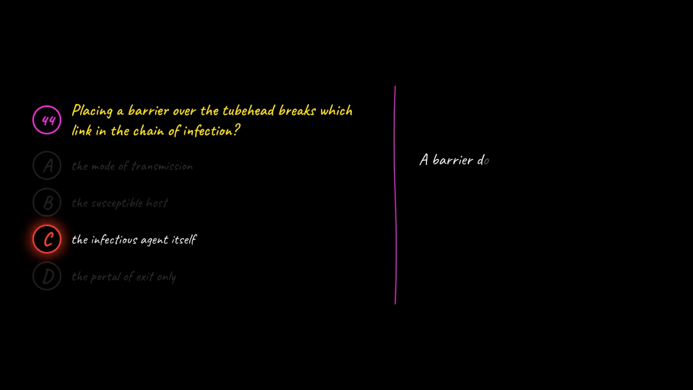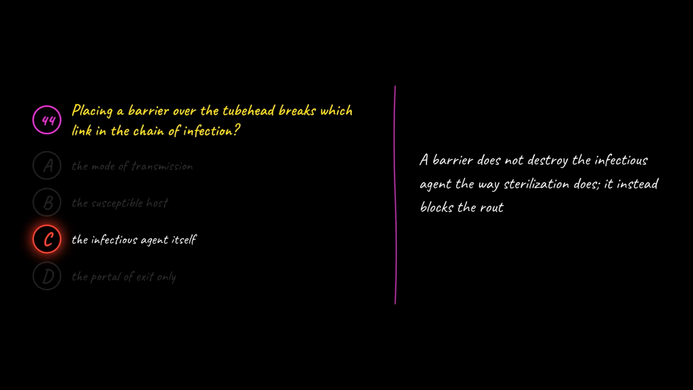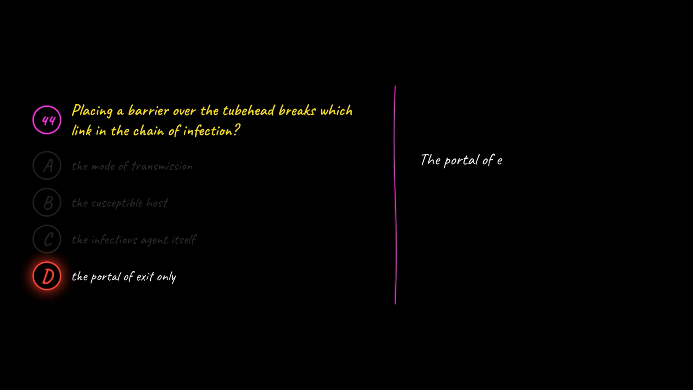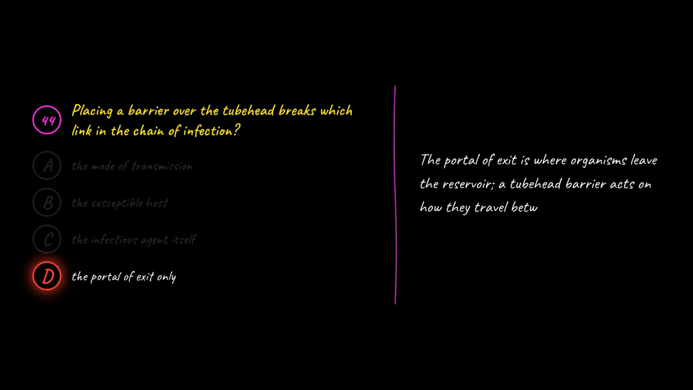C is wrong because a barrier does not destroy the infectious agent the way sterilization does. It instead blocks the route the organism would take, leaving the agent itself untouched. D is wrong because the portal of exit is where organisms leave the reservoir. A tube head barrier acts on how they travel between surfaces, not on their initial escape from a source. The chain of infection is a model describing 6 linked conditions that must all be present for an infection to spread.